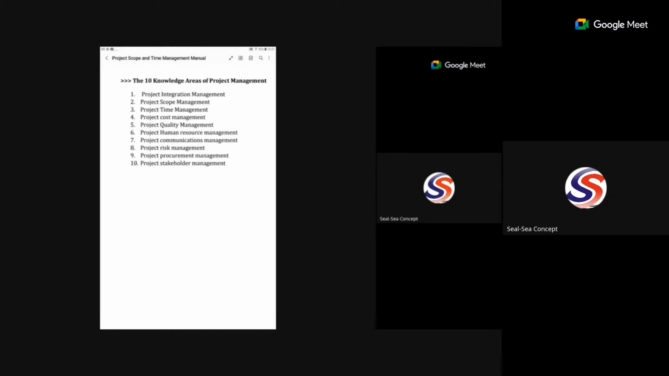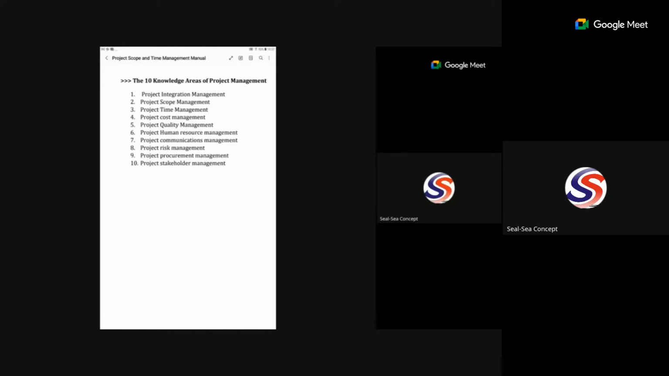So project integration now helps you to look at an overview of how you are going to interconnect all these other 9 knowledge areas. And then when you have thought about, oh, this is what I'm going to do about it, then you now come properly to what is my project scope.